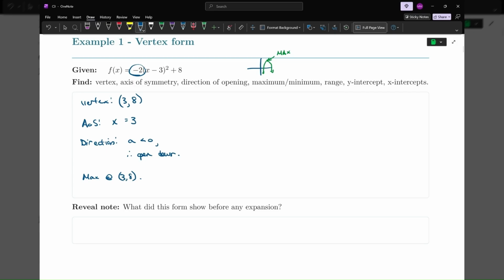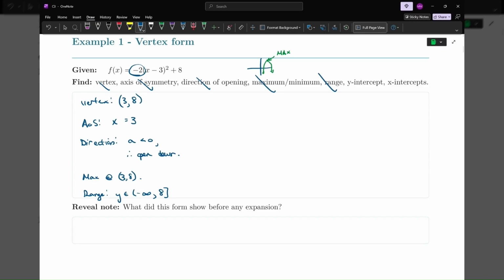That then also gives us the range. So we have a max y value, so our range is going to be, y is an element of everything up to 8. Done. So in vertex form, we just go right across, bang, bang, bang, bang, bang. Now, these last two, we don't know these last two.